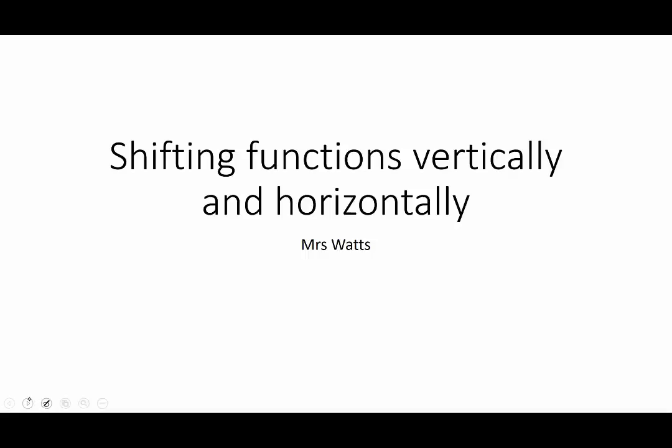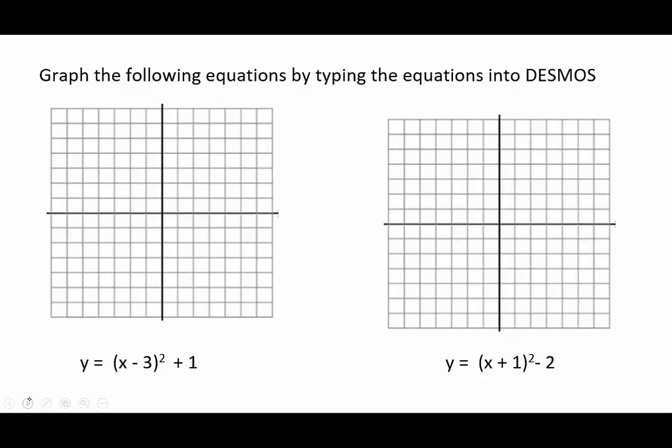Shifting functions vertically and horizontally. Graph the following equations by typing the equations into Desmos. So I'll do the first one. The 3 is inside the parentheses, and we need to do the opposite sign for a horizontal shift. So I'm going to move 3 in the positive direction.